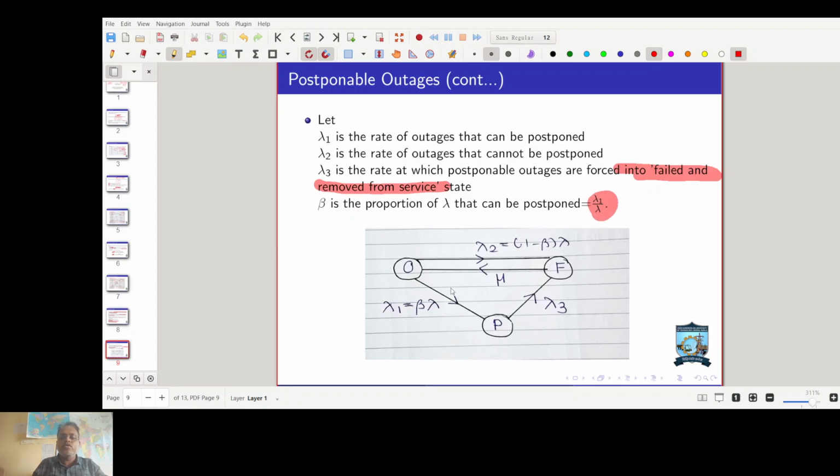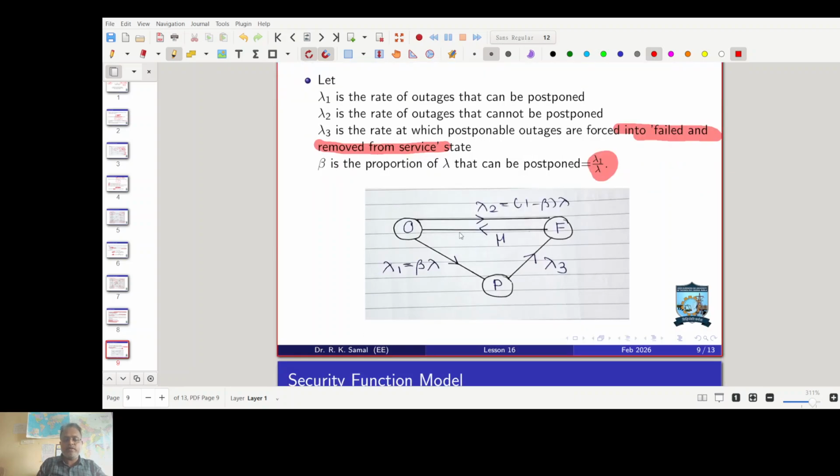Okay, and this shows the same thing in a pictorial way, and these terms O, F and P have been explained in the previous slide.